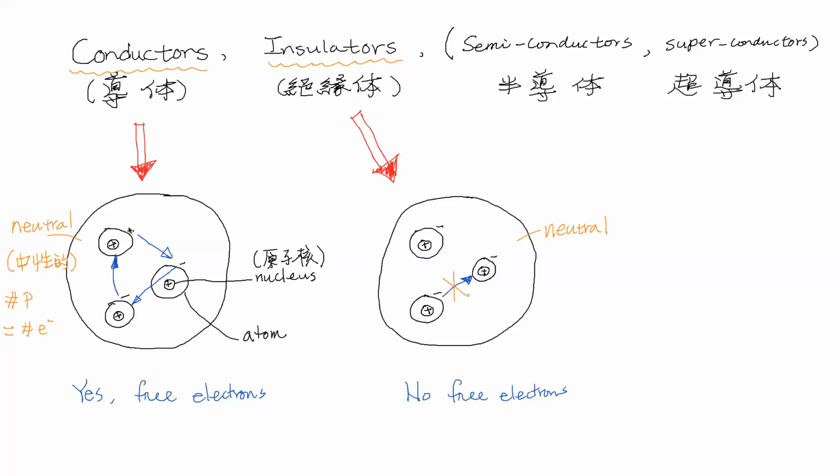So if there's outside influence, they can then go and travel. So they are called free electrons. In the case of insulator, there's no such thing. This material, the outside electron still is very stuck. So the attractive force by the nucleus is large.